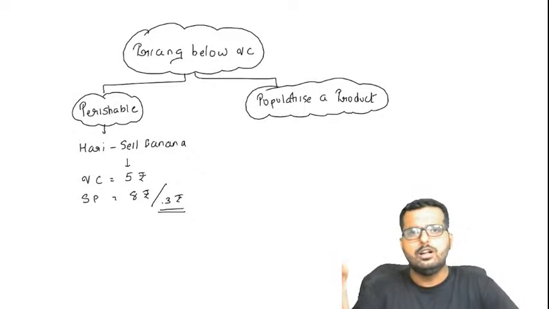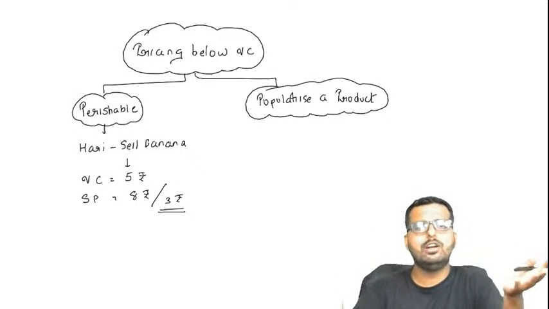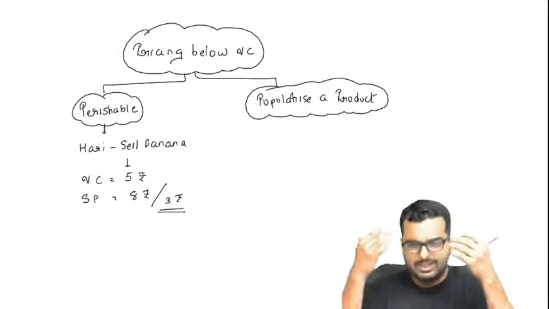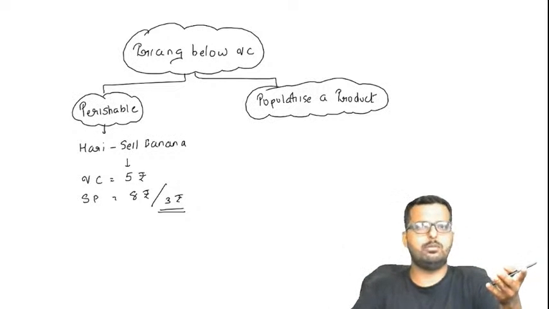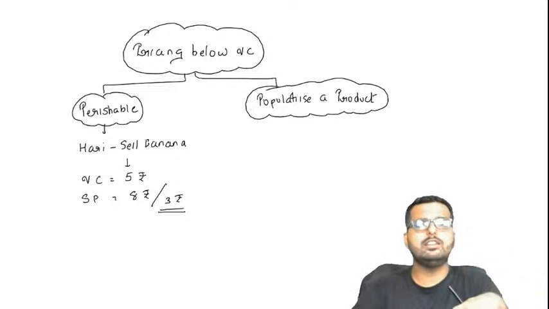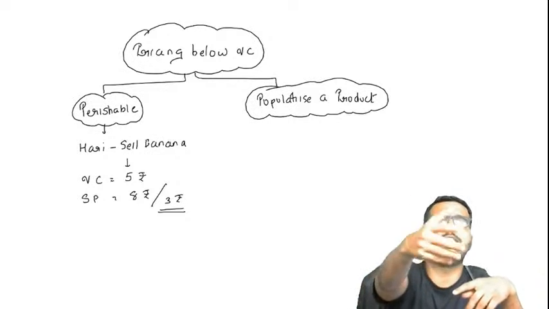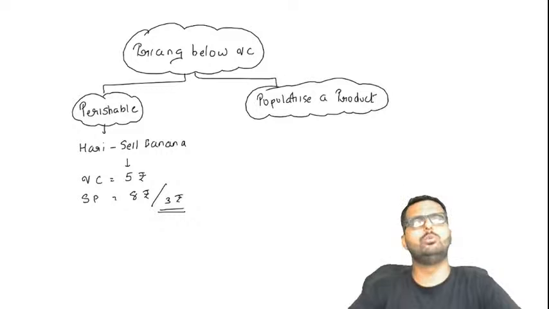Now there is one banana left. No customer is there. Now that banana is about to get spoiled. Once the banana is spoiled, he will not get any money at all. Finally, one customer comes and tells him, I will take this banana, I will give you only 2 rupees. Take it or leave it. What should Hari do now?